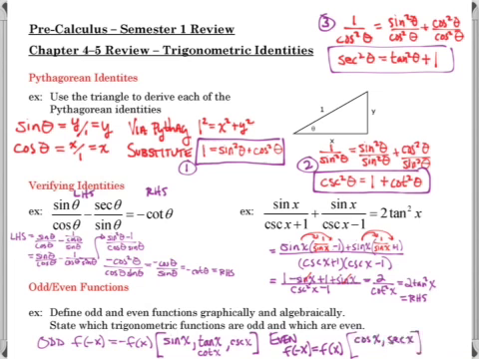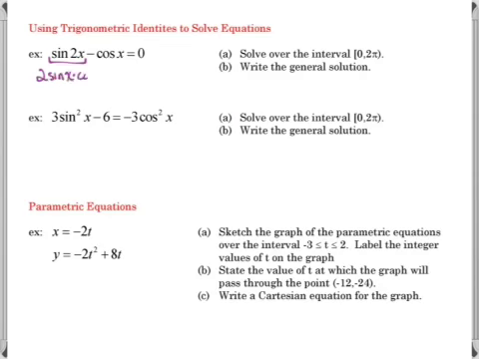So that's kind of an aside. They're properties that we can use for verifying and proving things, but they don't pop up as much as some of the Pythagorean identities. All right. So more often than not, we're asked to solve something where we have to use an identity to get us there. So we take our value of sine of 2x.